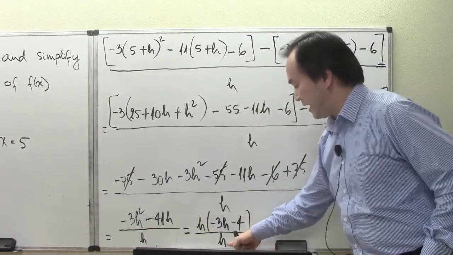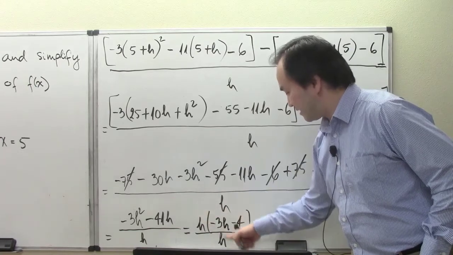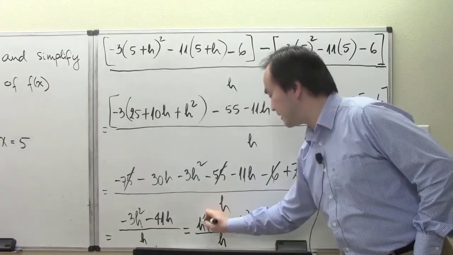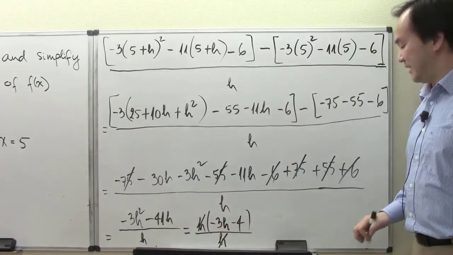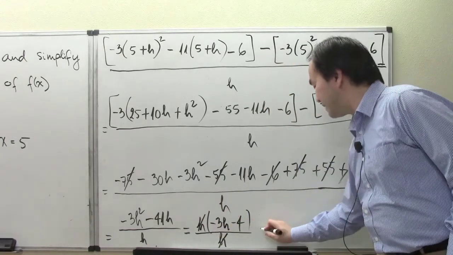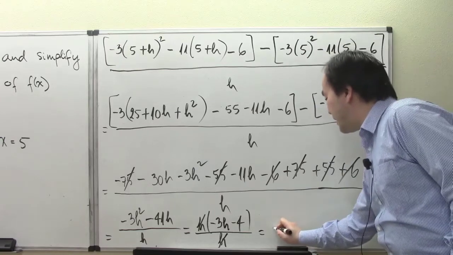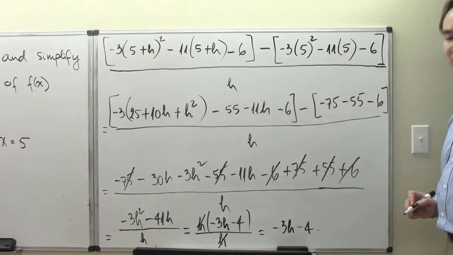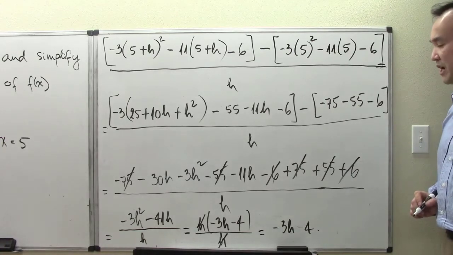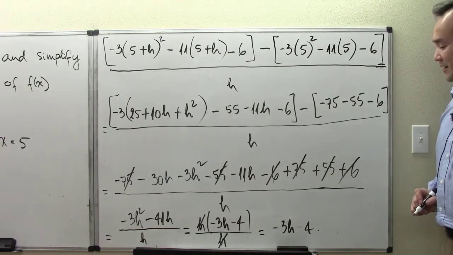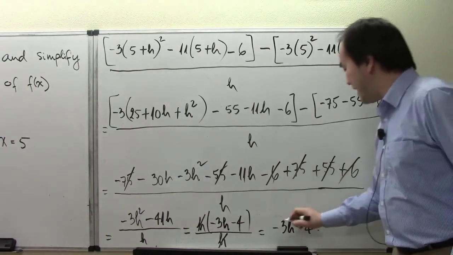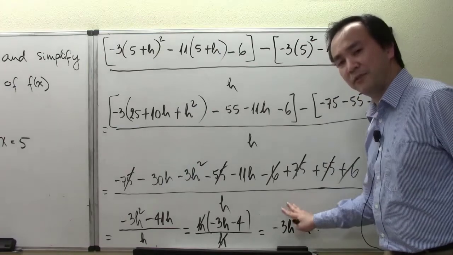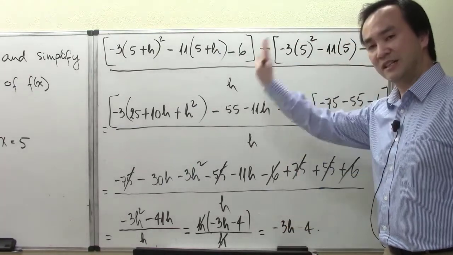Okay, and so now the common factor h that appears in both numerator and denominator of our current expression can be canceled. All right, so now look at what we have for the next step. Now we reduce it down to minus 3h minus 4. All right, minus 3h minus 4. Okay, and so now that's our simplified answer of the difference quotient.